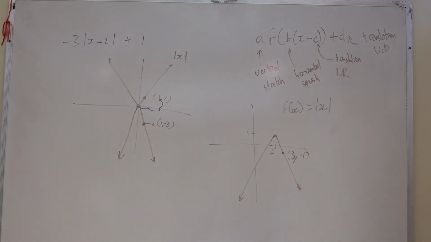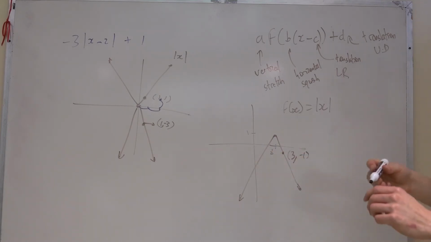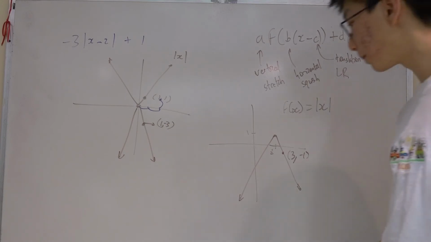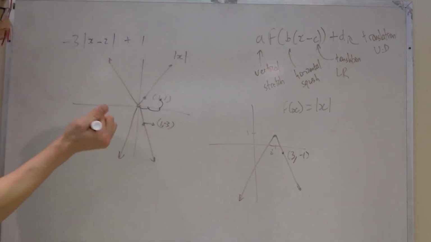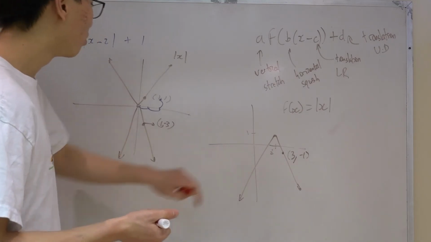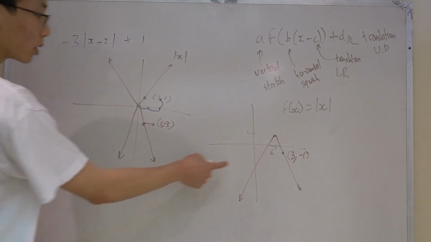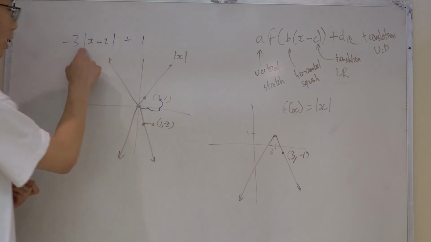Some more useful information, though, might be the x and y intercepts. So let's just quickly think about that. What would the x and y intercepts be? Well, to solve for the y-intercept, what we need to do is figure out what happens when I plug a 0 into this expression.